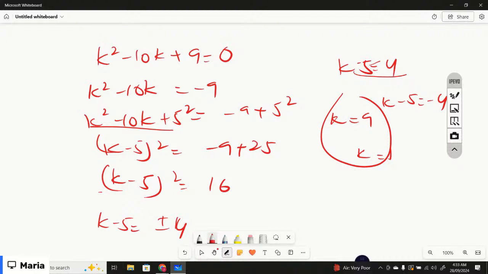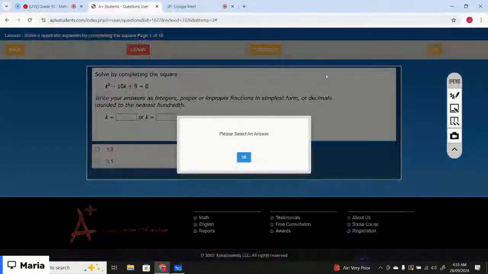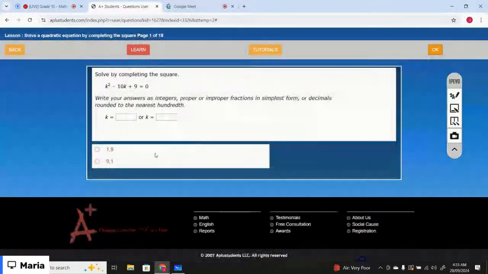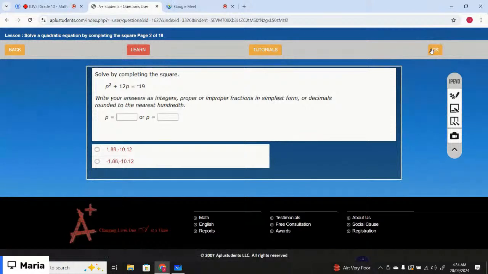So you have two values, that is k equals 9 and k equals 1. So that's how you calculate the values using the completing the square method, right? The correct option is 1 and 9. Option number 1 is the correct option. Okay, 9 and 1. Okay, the next one is p square plus 12p equals negative 19.